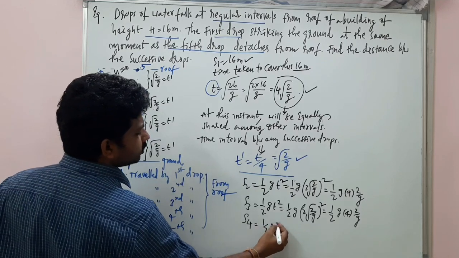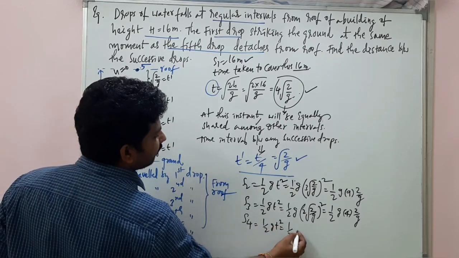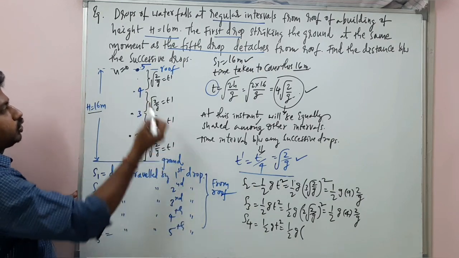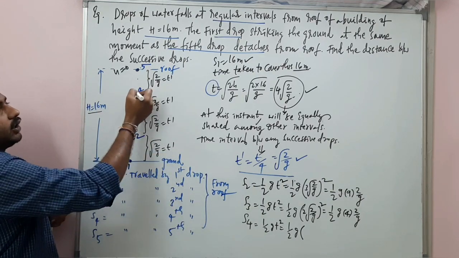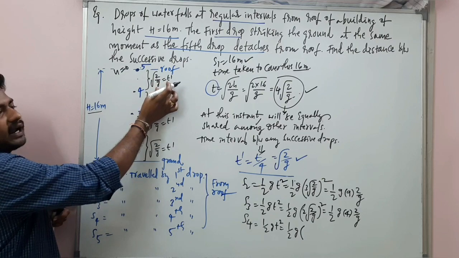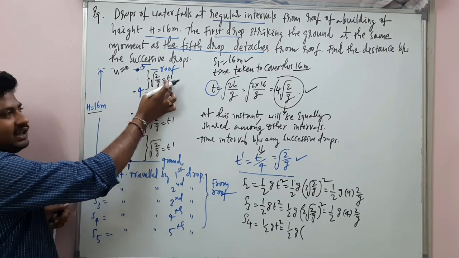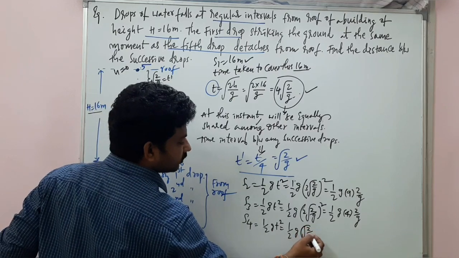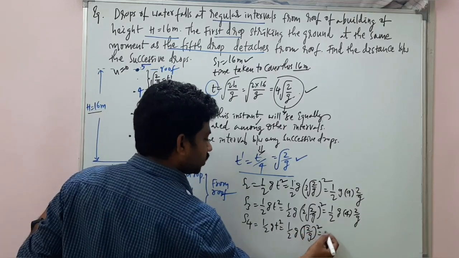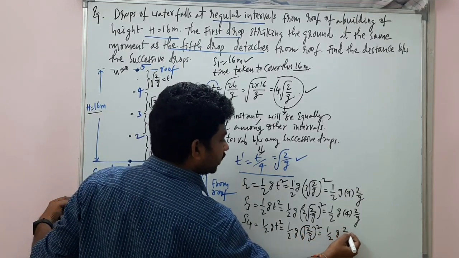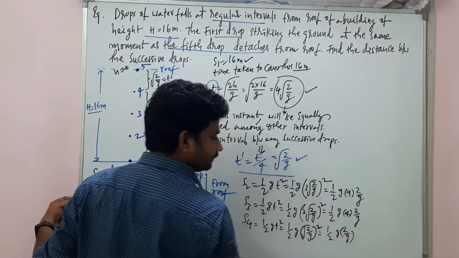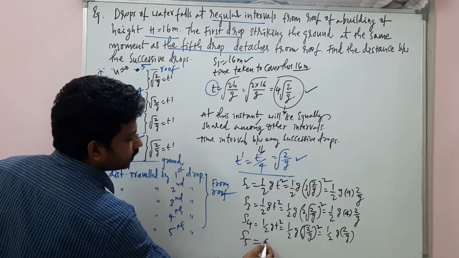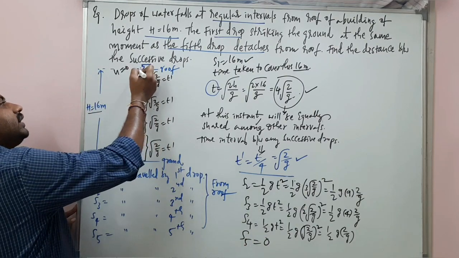Similarly S4 is half into g into t square. So for the fourth drop, to reach from here, how much? It should travel only time root 2 by g. So the t value is root 2 by g. No confusion. Root 2 by g whole square. So half into g into 2 by g. Okay. So from here, S5 is equal to 0, because it has not yet started.